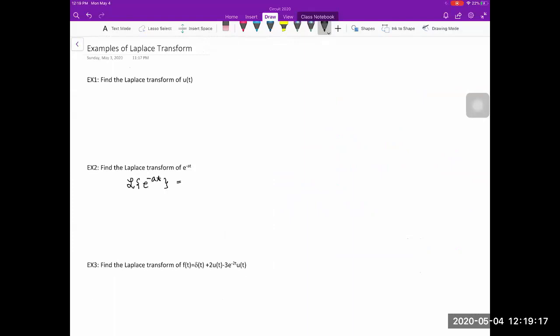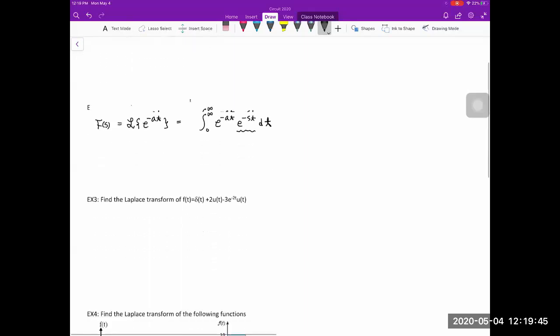Using the definition of the Laplace transform from 0 to infinity, you put a function, always multiplied with another function. This function is what we call the kernel function. The Laplace transform and Fourier transform have different kernel functions. Fourier transform is e minus j omega t. And you can find the solution of that.